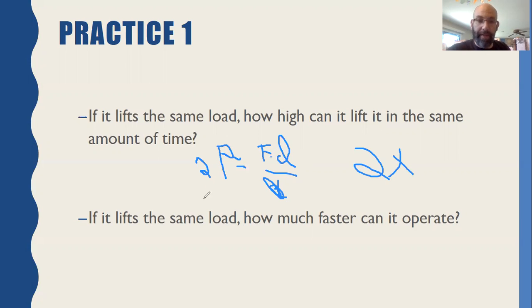And now the last one: if it lifts the same load, how much faster can it operate? Now we're actually looking at time. Again, we've got power. Force and distance are remaining the same, so we're just going to call that work over T. If power goes up by 2 times and work doesn't change, that means the time has to decrease, and it's going to decrease by the inverse of this. So if power went up by 2 times, time is going to decrease by 2 times, or T gets cut in half.